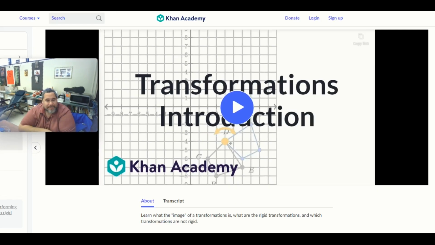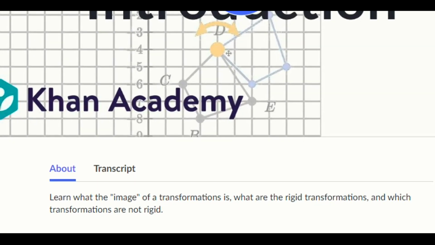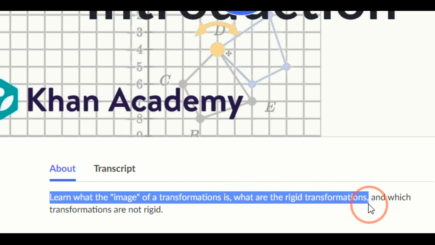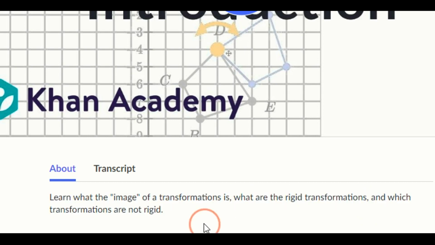That makes you smart. So the first thing I noticed on this FAIT-P idea, FAIT-P, F, focus on the objectives. So what's cool about Khan Academy is they're right here. I need to learn what the image of a transformation is. Okay, I don't even know what a transformation is. Transformation, what the rigid transformations are and which transformations are not rigid.